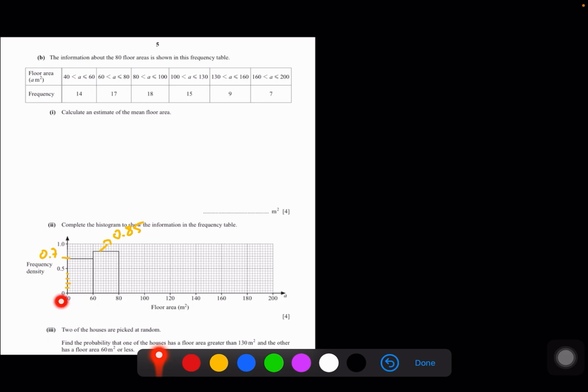And the interval here is 40 to 60. The difference between 40 and 60 is 20. And there are 14 frequencies, 14. If we divide 14 by 20, we will find 0.7.